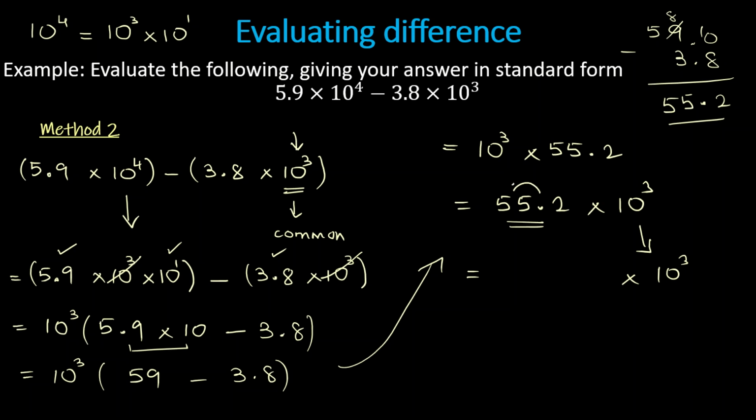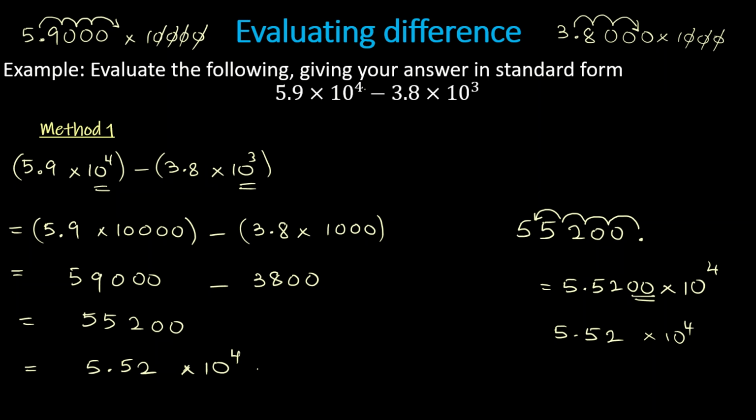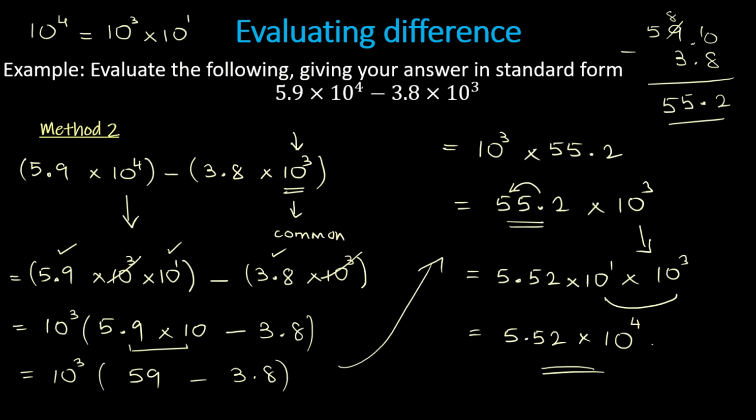We move the decimal to the left. So 5.52 times 10 power 1. And now we have to use the multiplication law of integers for these two. We have 10 power 1 plus 3, which is 4. Right? So our answer is as in the previous method. Okay? Both methods will give you the same answer.